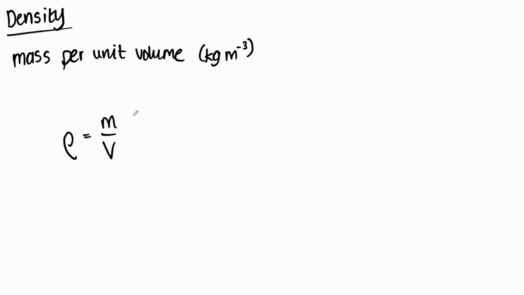Density is also a pretty straightforward idea. It's the mass per unit volume, and here is the equation for it. Rho, density, is equal to mass over volume. You probably know how to use it, so I'm going to move on.